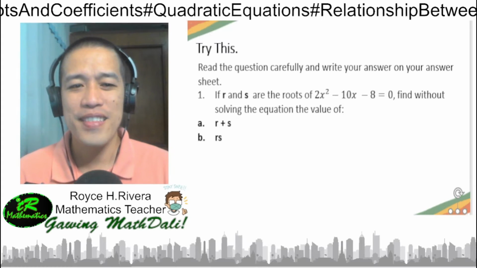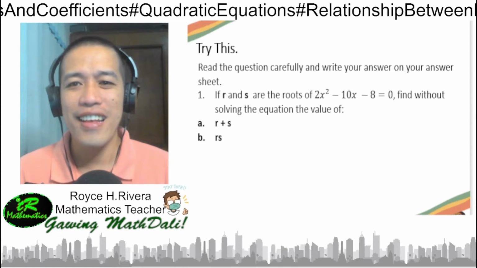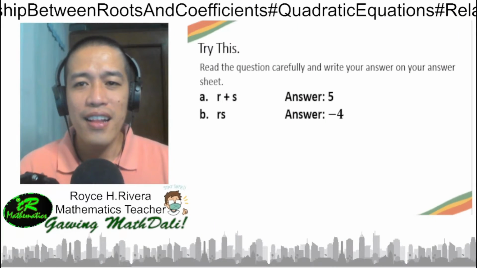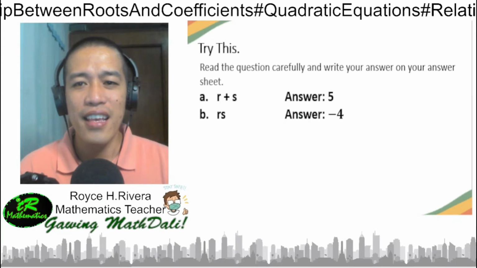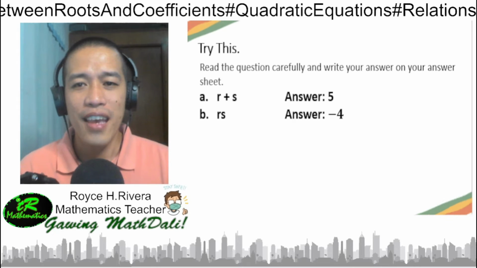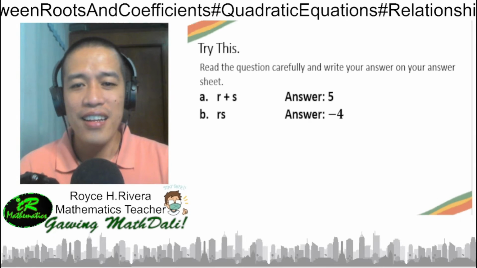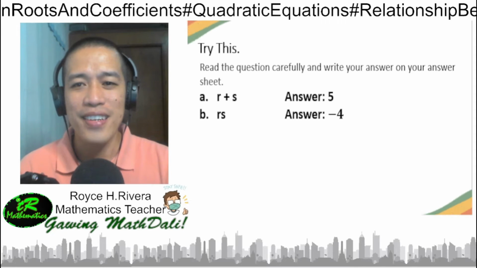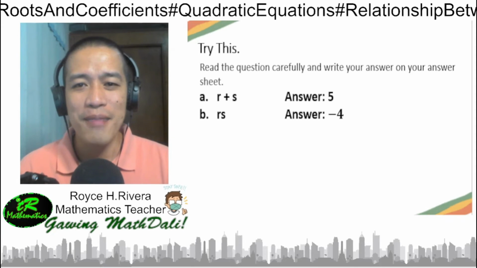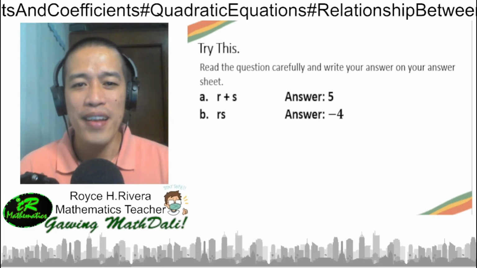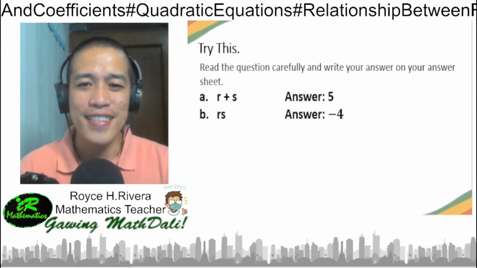Time's up. Ngayon, tingnan natin kung nakuha nyo ang sagot. Here are the answers. Letter A, R plus S. The answer is 5. And B, R times S. The answer is negative 4. Nakuha nyo ba ang tamang sagot? Kung hindi, alamin natin kung paano ito makukuha mamaya.